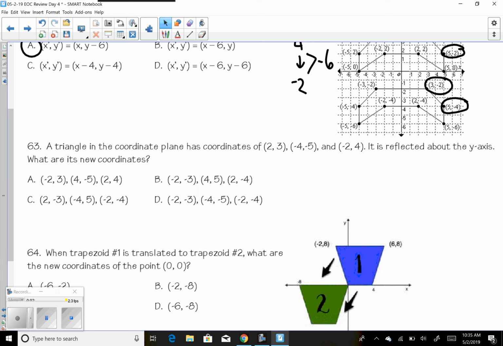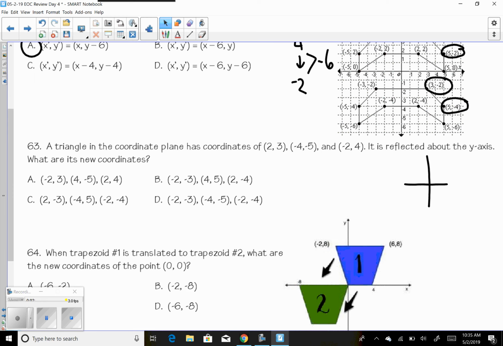Number 63, a triangle in the coordinate plane has coordinates (2, 3), (-4, -5), and (-2, 4). It is reflected about the y-axis. What are the new coordinates? So you need to know the rule for a y-axis reflection. So if you forgot your rule, okay, let's just look.